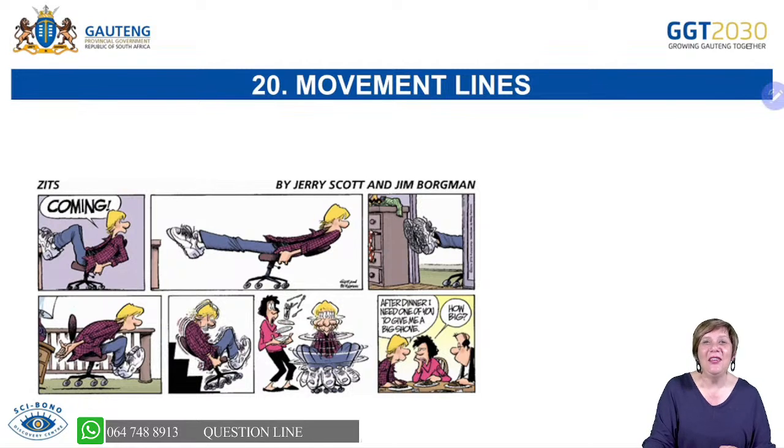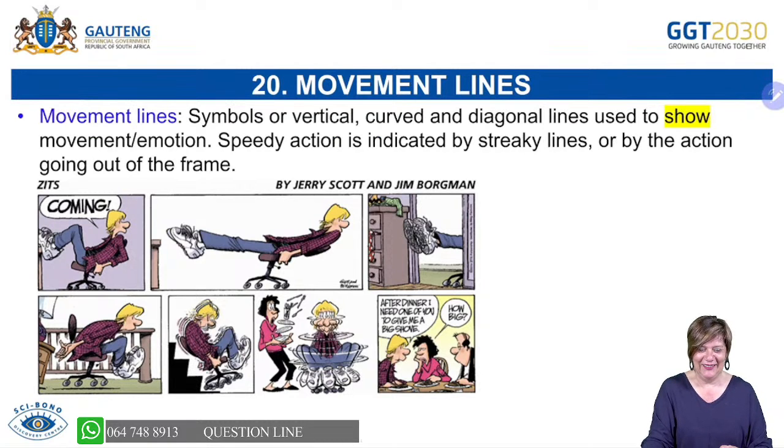Now, something you need to look out for is what we call movement lines. Obviously, the cartoonist wants to show movement, and the best way to do it is using movement lines. Now, remember, they can be diagonal, vertical, in any direction, basically. And obviously, it shows movement. The more lines there are, the quicker it goes. So, let me just show you what I mean.